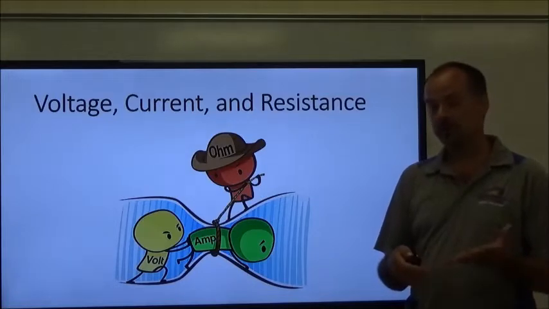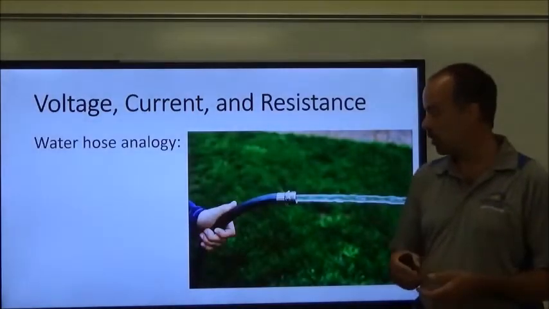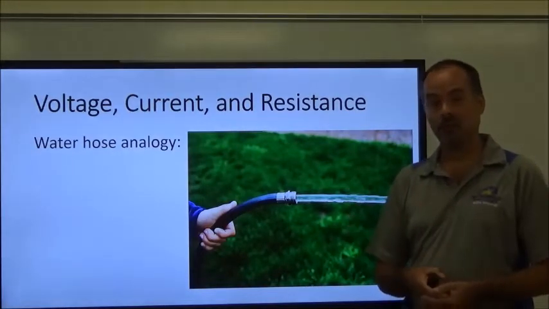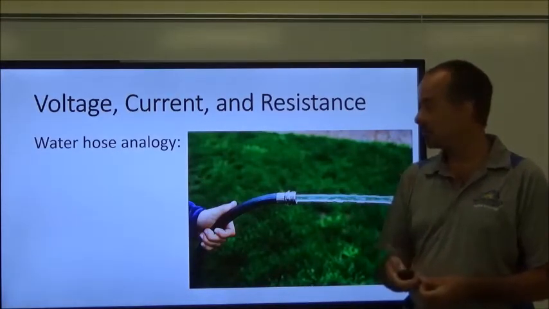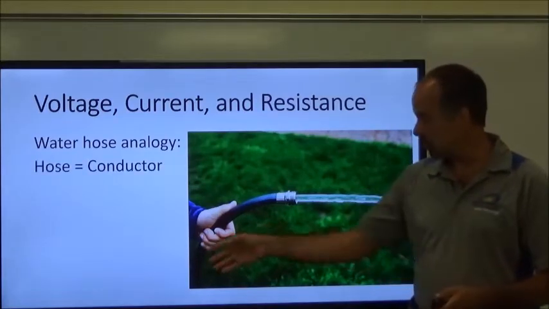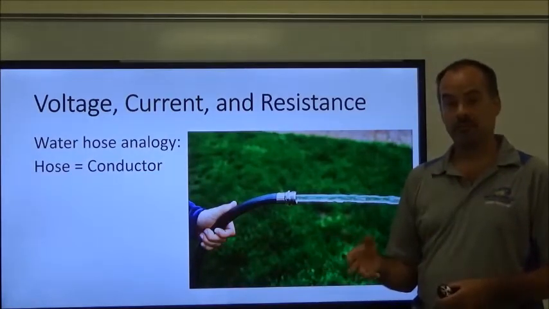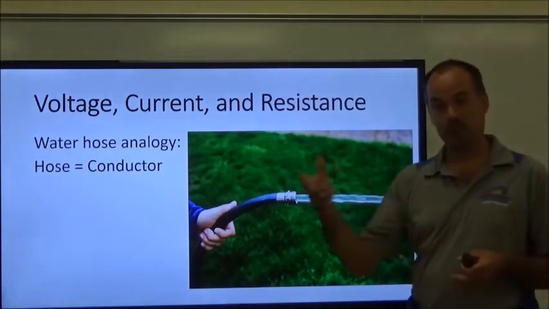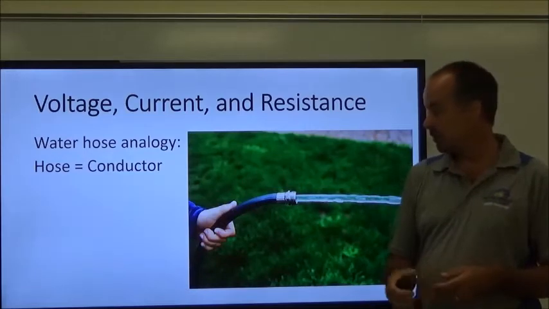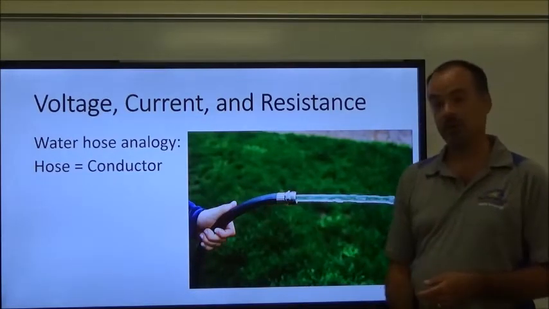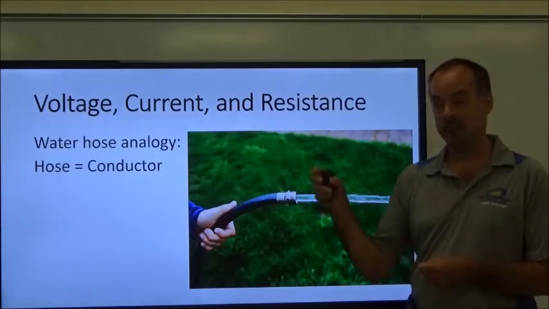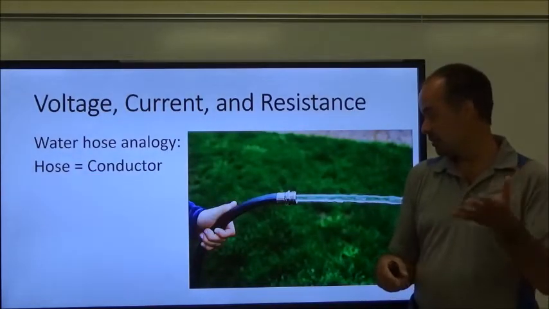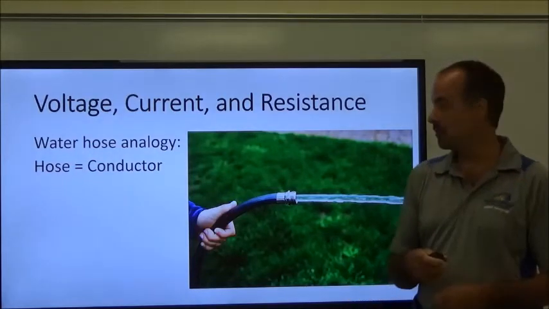So to give you a little better visual of what's going on, we're going to use a water hose analogy to describe the difference between voltage, current, and resistance. To start, I've got a water hose here, and the water hose is what we've learned before as the conductor. A conductor allows you to get power from one point to another, and so in this analogy, our water hose will be our conductor. It's getting the water from the source to your load, which could be something out here that you're watering or something like that.